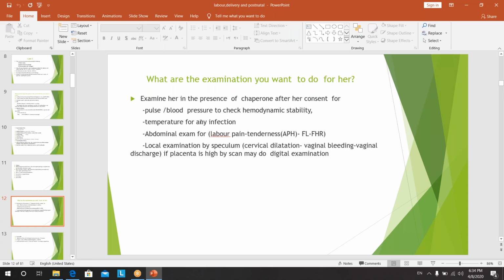So I will examine this patient for the pulse and blood pressure to check that she is hemodynamically stable, and I will check the temperature to exclude any infection, like a urinary tract infection, which may be the cause of this preterm labor. I will examine her abdomen for any labor pain, any tenderness, to exclude antepartum hemorrhage. I will check her fundal level to assess the growth of the baby. Okay, fetal heart rate to check the well-being of the baby. So when you tell anything from this examination, you have to justify. It is not accepted to say I will examine the patient for the pulse, blood pressure, and stop. No.